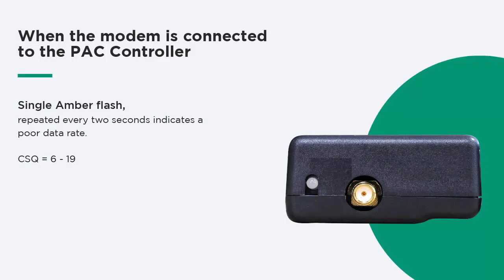A single amber flash, repeated every 2 seconds, indicates a poor data rate with a CSQ between 6 and 19. A single red flash, repeated every 2 seconds, indicates a very poor data rate with a CSQ of 5 or less.